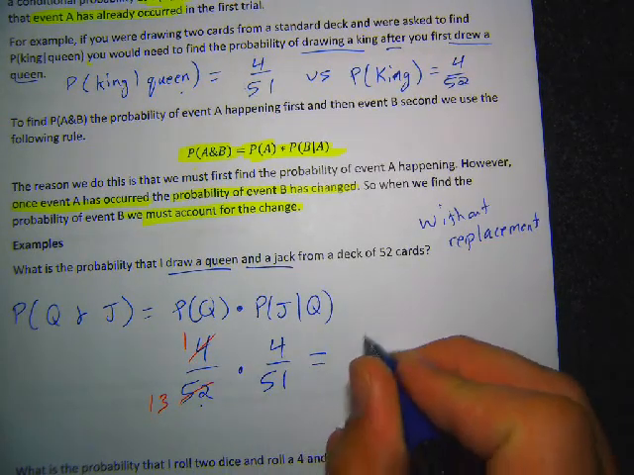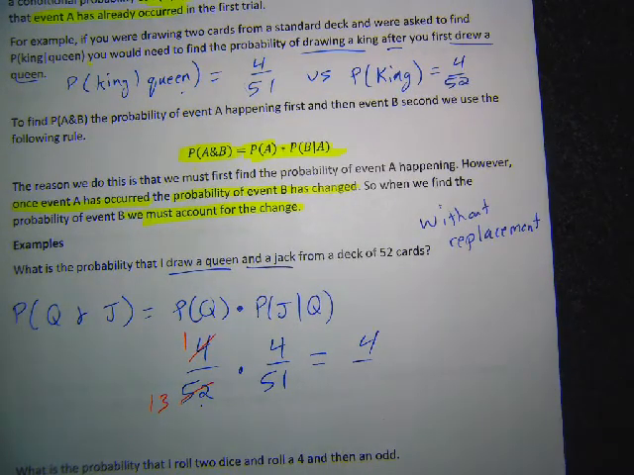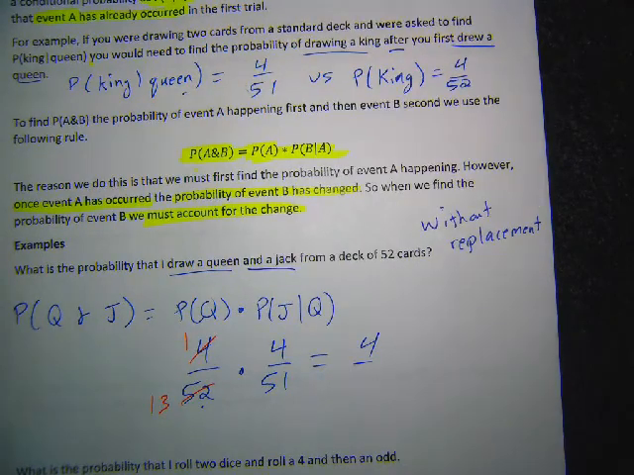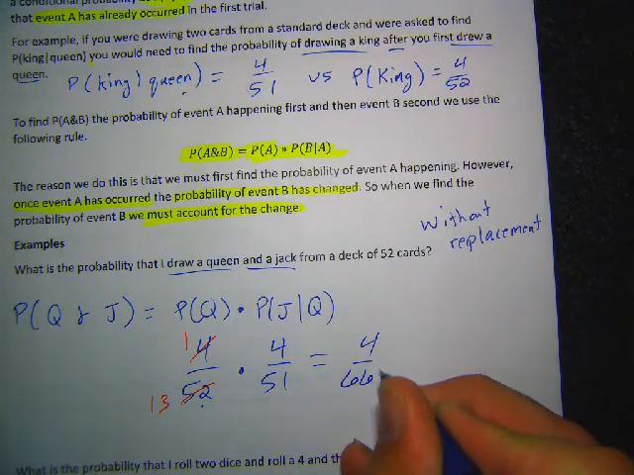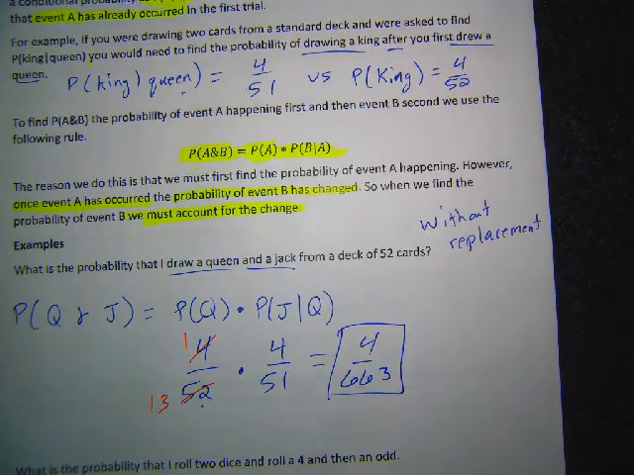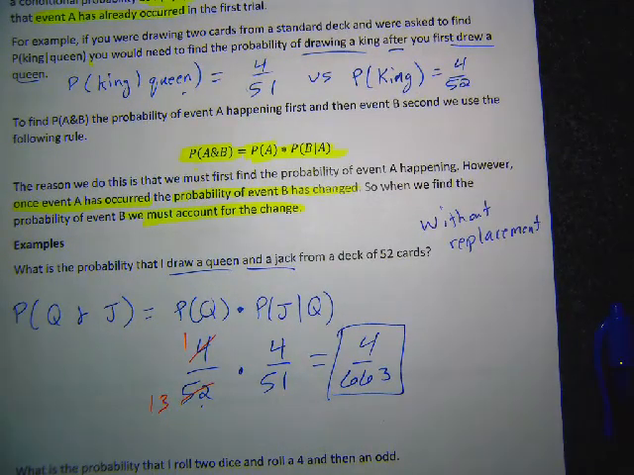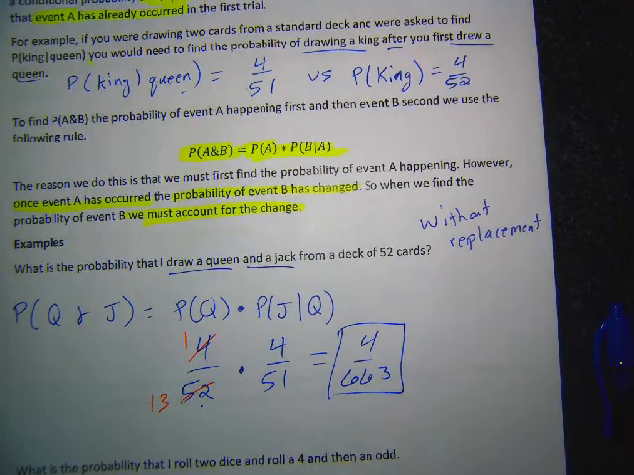So 1 times 4 is 4. And then what is 13 times 51? That would be 663. So that's the simplified version of this. You can't go any further because we already simplified it before we multiplied. So that'd be the simplified answer for that one already.